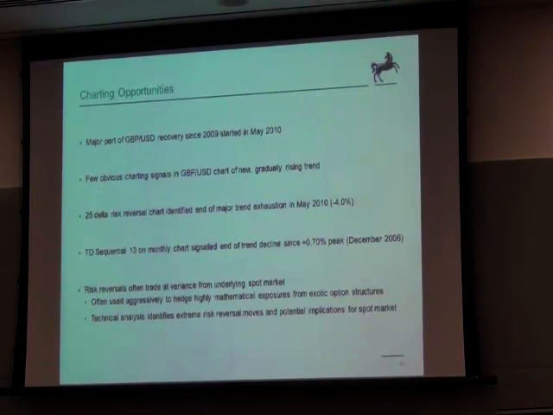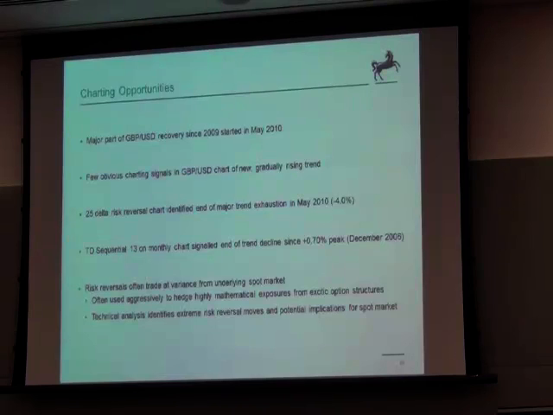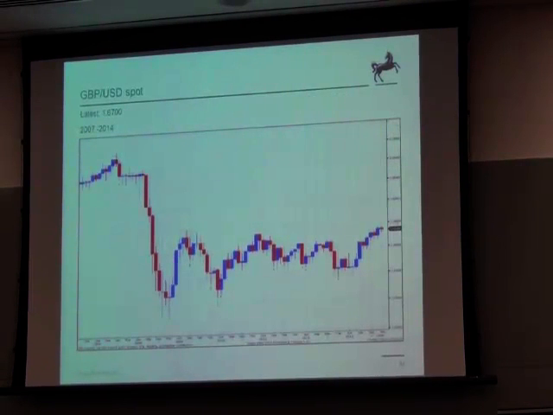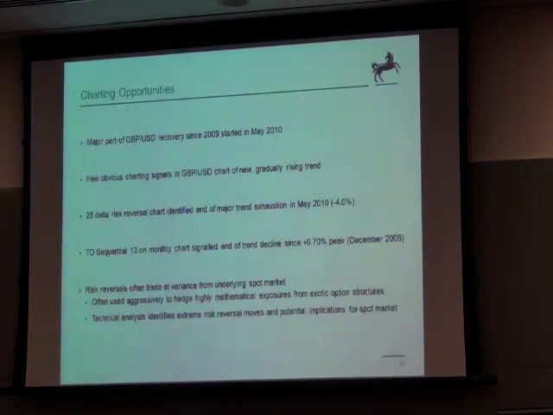So, in terms of how you could use this for trading, it's clear from a couple of charts back that the major part of the recovery started in 2009, but didn't really get going until 2010 in cable. But it was the 25 delta reversal which gave you a much stronger signal using the sequential 13. That from an extreme level of 4%, where sterling puts are more expensive than sterling calls, that trend was at an end and about to reverse.